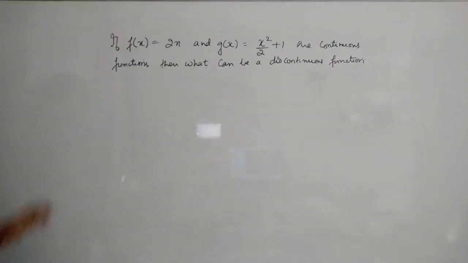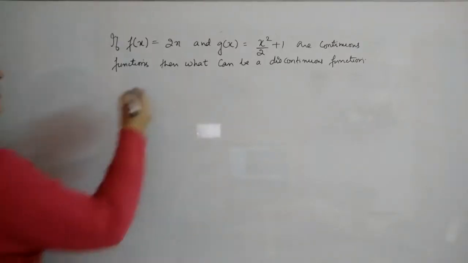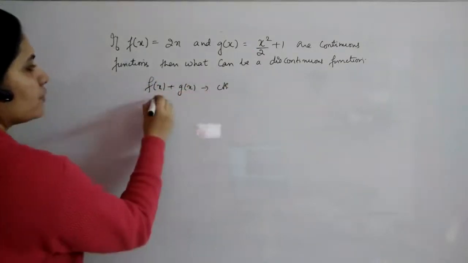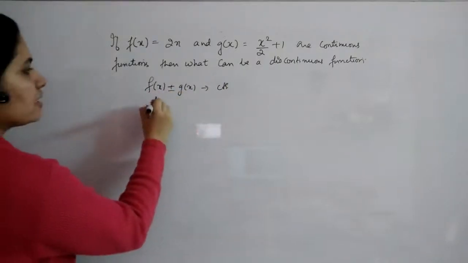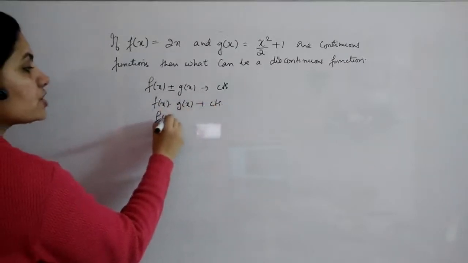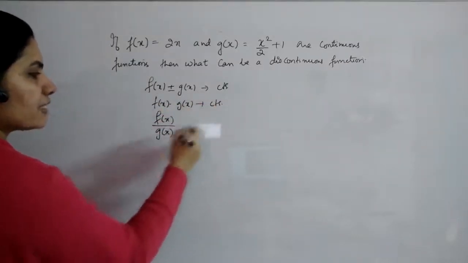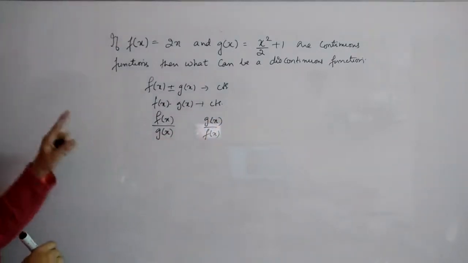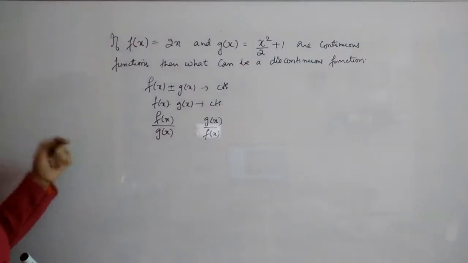If f of x is equal to x squared and g of x is equal to x squared plus 1 are continuous functions, then what will be a discontinuous function? See, if you take the sum, it will be continuous. If you take the difference, that is also continuous. If you take the product of these two functions, it is continuous. Now, if you take the quotient f of x by g of x or g of x by f of x, in that case, the function will be discontinuous when x is equal to 0.